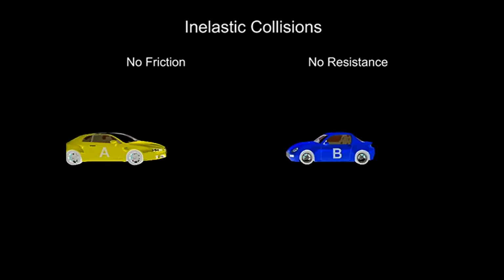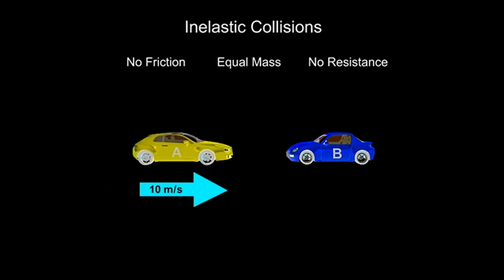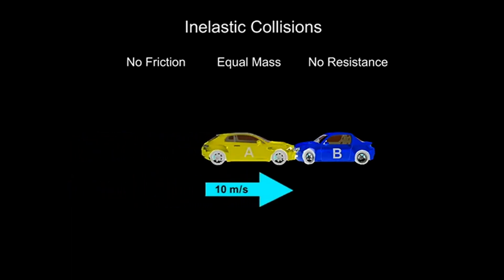Let's take two cars, A and B, with equal mass. Car B is parked when car A plows into it head-on at a velocity of 10 meters per second. Kinetic energy is immediately lost as the cars become mangled and stuck together. Some energy is converted into heat.